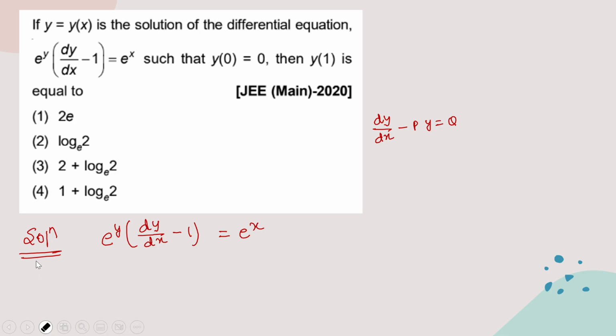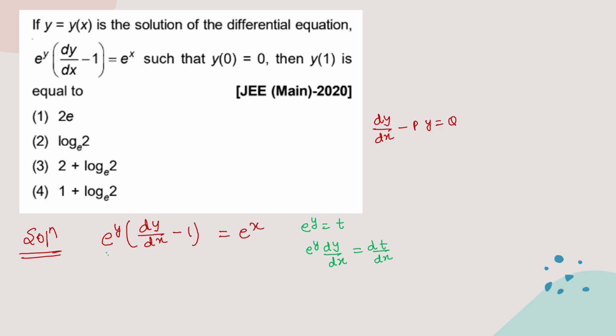So which kind of substitution we should do? Can we say, exactly. E to the power y we will take as t. Let's see what is the problem, then it will happen. So differentiating this with respect to x will become e to the power y into dy by dx is equal to dt by dx.